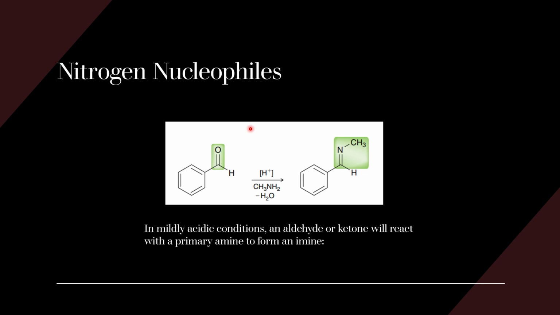So this is just a partial explanation, but it says in mildly acidic conditions, which is this bracket H plus symbology, an aldehyde or ketone will react with a primary amine to form, and I'm going to probably say this different ways, but I'm going to call this an imine, so that you know it. This is an imine, or imine, but imine sounds more suggestive. So this is an imine.